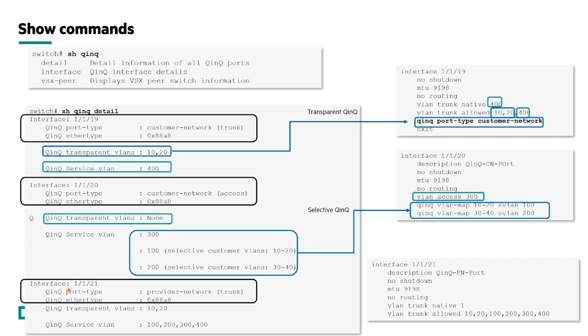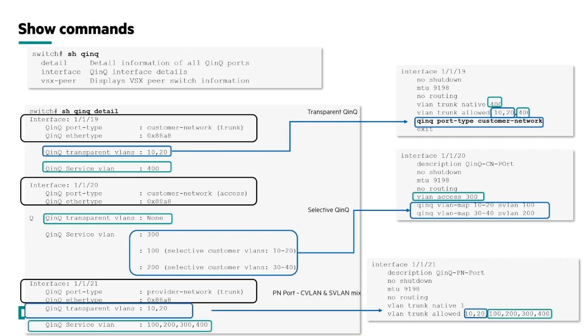And the last configuration here is the PN port. It's telling me it is a port type provider network, which is a trunk using QinQ EtherType of 88A8. And again, it's telling me the number of transparent VLANs that are actually on that port. There's 2, 10 and 20, and the service VLANs here are 1, 2, 3, 4: 100, 200, 300, and 400. And there's the mapping here. Trunk allowed 10 and 20 being the transparent VLANs, and these being the SVLANs.